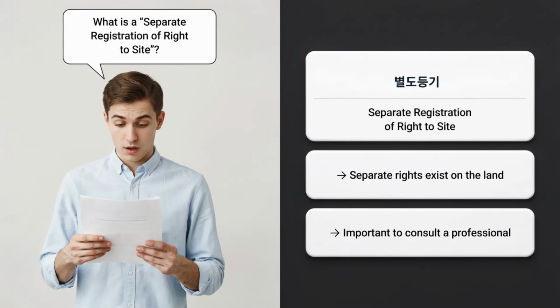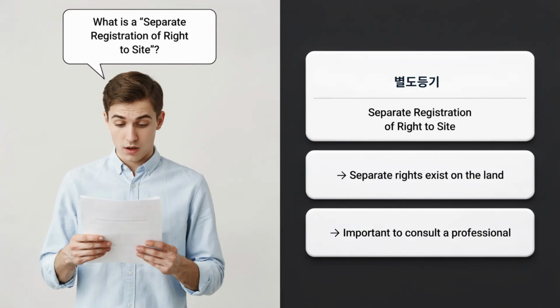A provisional disposition means there is a legal dispute over the ownership of this property. The court has prohibited the owner from transferring the property until the dispute ends. If you sign a contract after the provisional disposition, the new owner may not recognize your tenant rights. You may have to leave the house. You may not get your deposit back. It is important to consult a professional before signing.